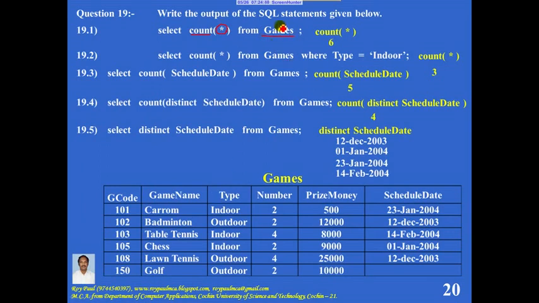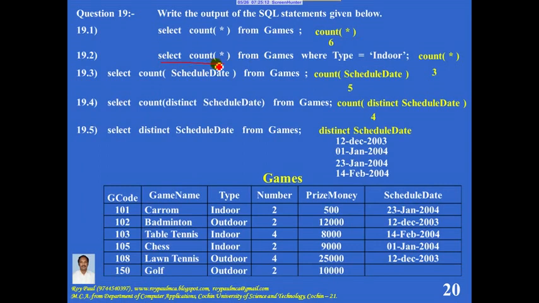So this table contains 6 rows: 1, 2, 3, 4, 5, and 6. This is the heading, it is not considered as a row. So only 6 rows are there in the table games. So the output of this SQL statement will be 6. So you can give the heading count star and the output is 6.